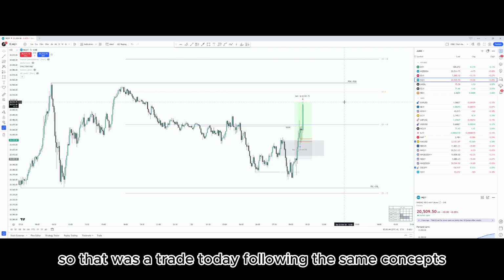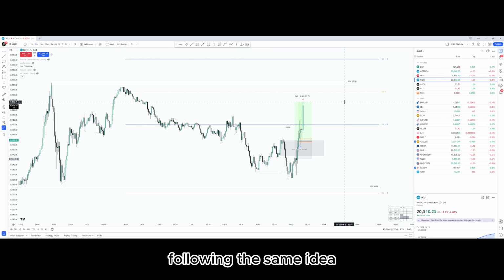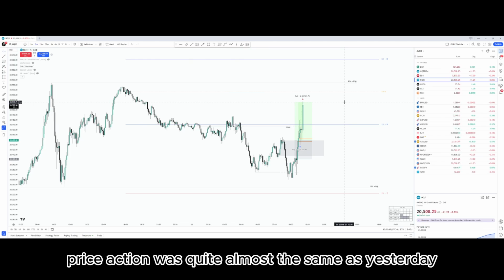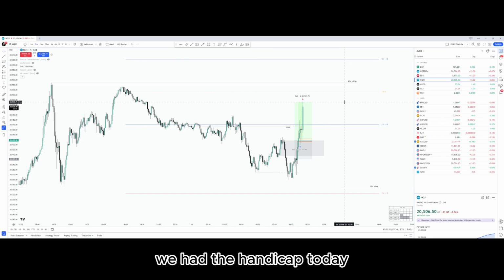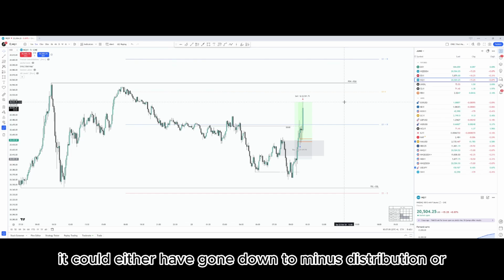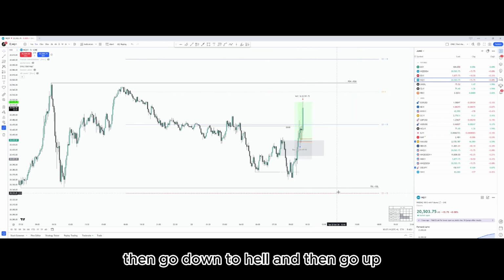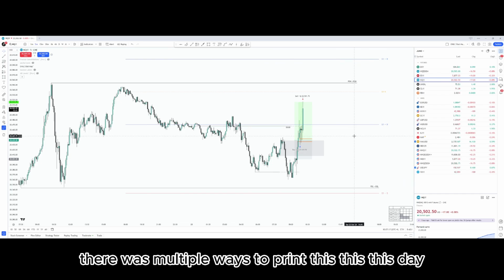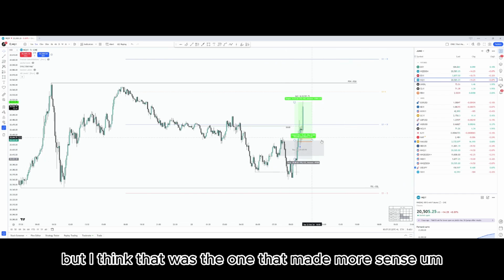So that was the trade today, following the same concepts, following the same idea. Price action was almost the same as yesterday. We had the handicap today that I could frame multiple ways for the day to perform. We could either have gone down to minus distribution, or just go to plus manipulation, then go down to sell and then go up. There were multiple ways to frame this day, but I think that was the one that made more sense.